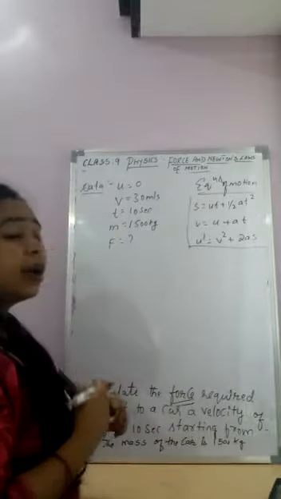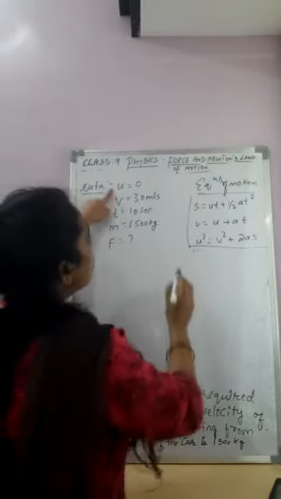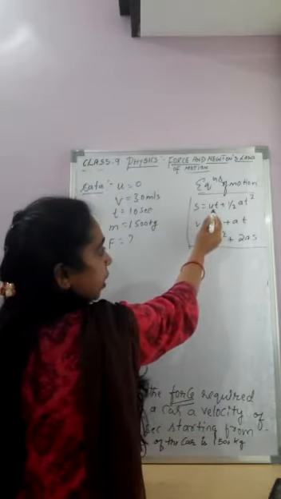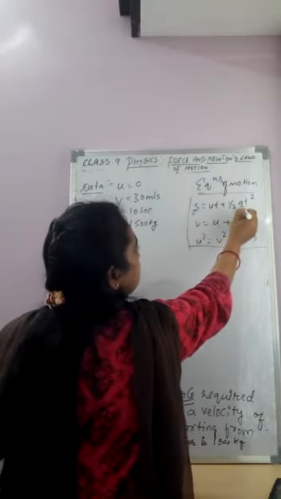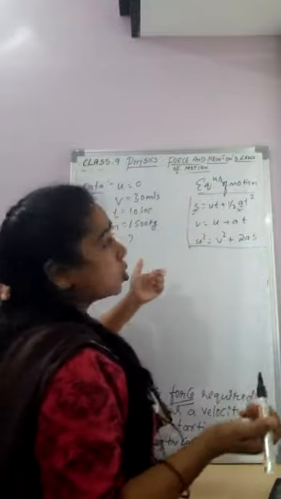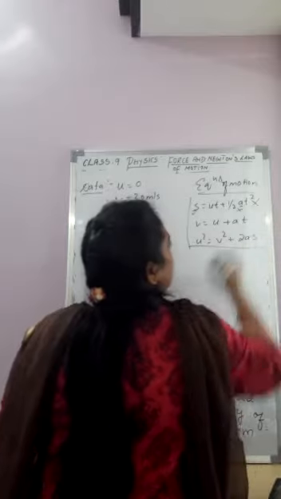So which formula can I apply here? See, collect the data first. So u is there here, take the first one. Can I apply this formula? S is not given, and here A is also not given. V is given, but A is not there. So two terms are unknown here, so I can't go for this.